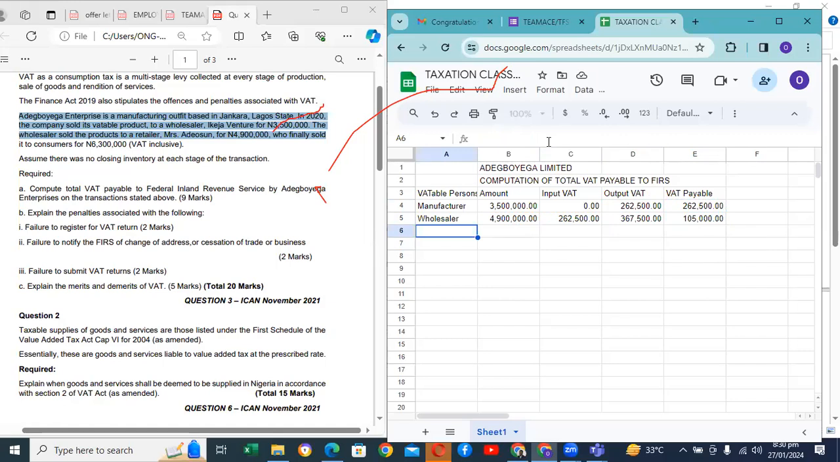Yes, sir. Then the wholesaler sold to the consumer. Abi, how much did the consumer buy it? 6.3. Yeah, 6.3. Did he buy? Yes, sir. So the input VAT is how much? 7.5 of 4.9. Good.